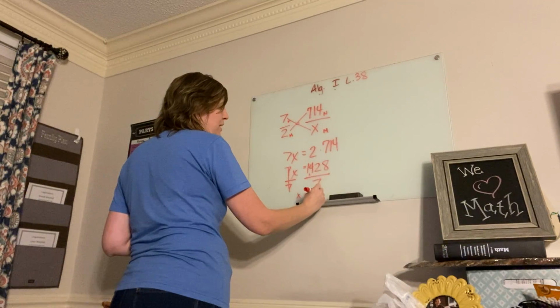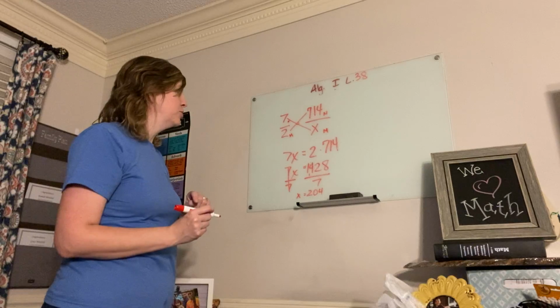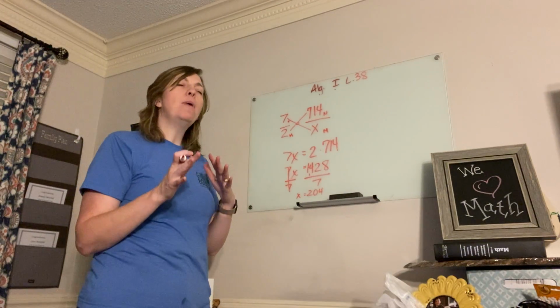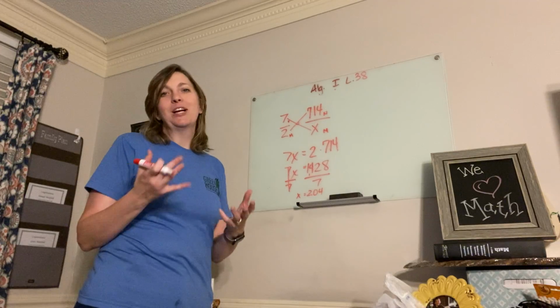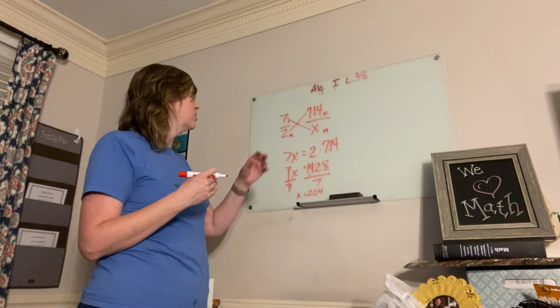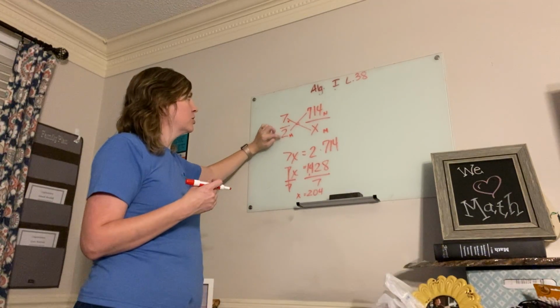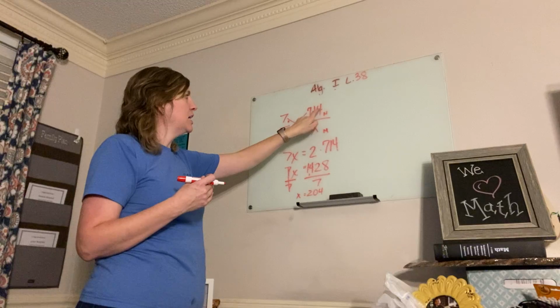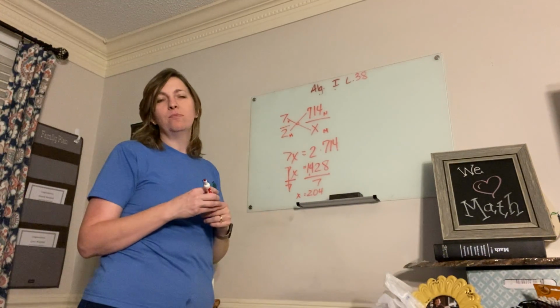7 goes into 28 4 times. So x equals 204. Now let's take a moment and just ask ourselves, is that a reasonable solution? Because remember, math is always fair, it's always logical, and it always is practical, right? So if neophytes was larger than masters, 714, is that larger than 204? Yes, my answer is reasonable.